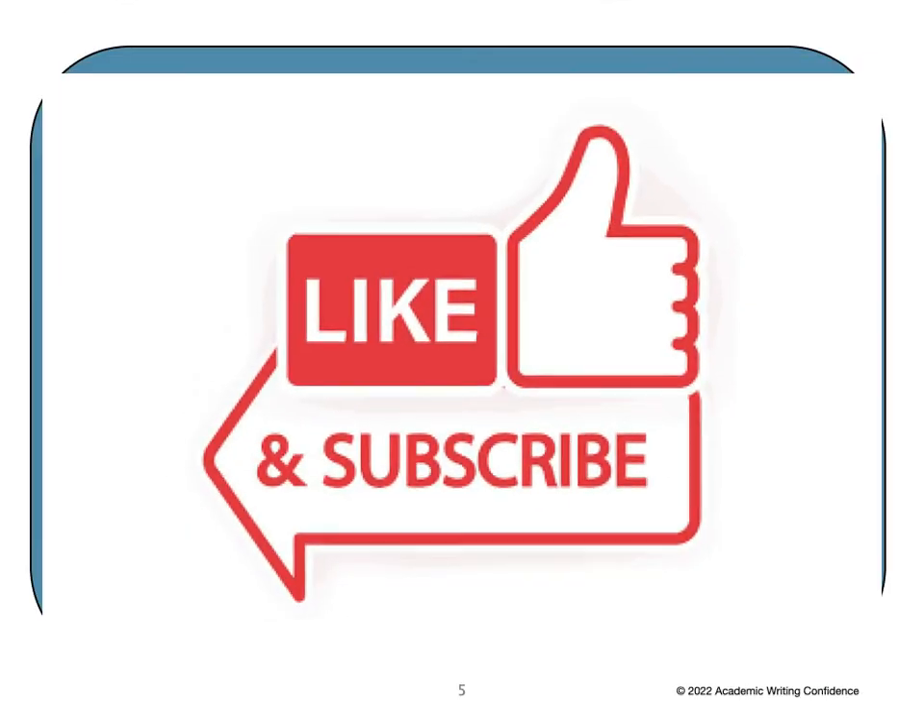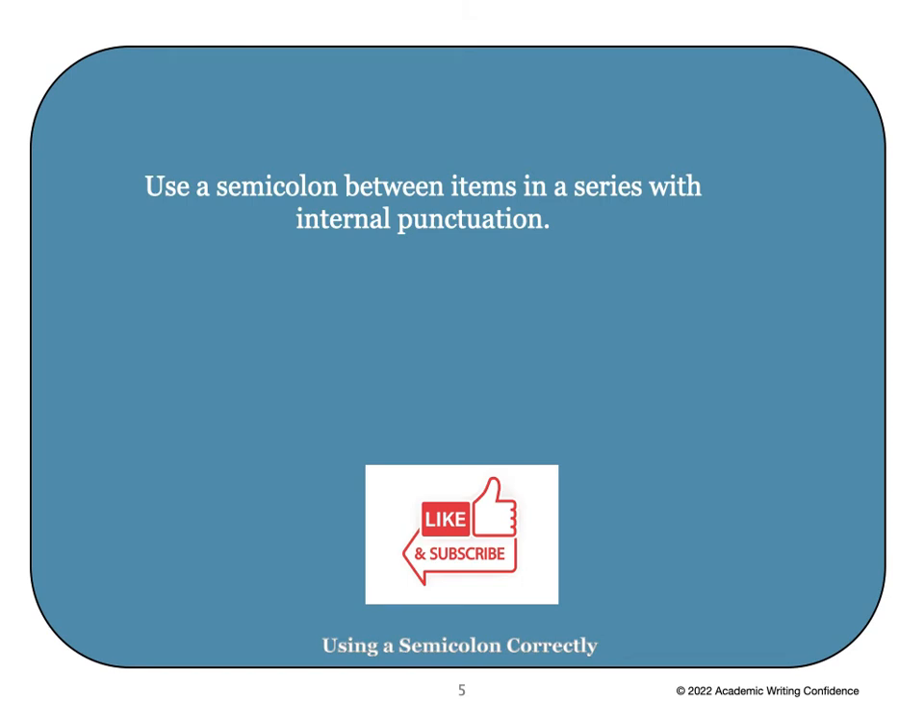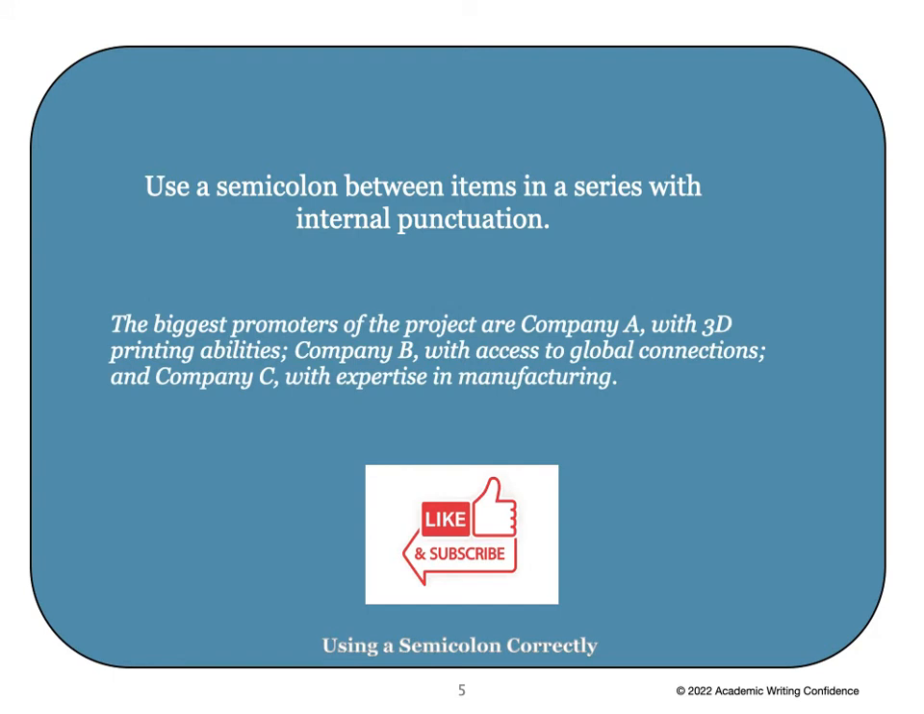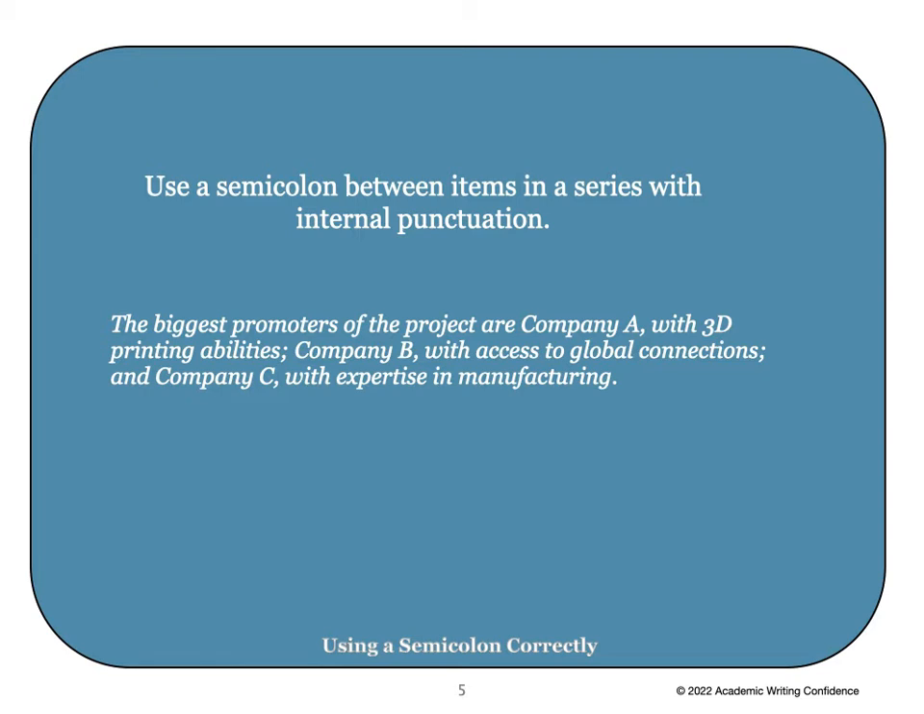One more way that a semicolon can be used is between items in a series with internal punctuation. This would be an example. The biggest promoters of the project are Company A, with 3D printing abilities; Company B, with access to global connections; and Company C, with expertise in manufacturing. After the first item in the list, Company A, there is a comma followed by a few more words to explain Company A and then a semicolon. Then there is another comma after the words Company B, followed by some more information and then another semicolon. And finally, another comma after the words Company C before finishing the sentence.